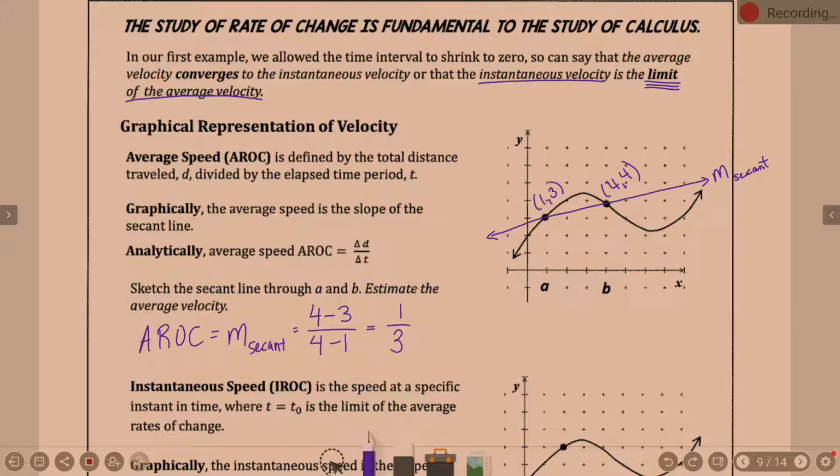Okay, so that represents our average rate of change. That represents the average speed. Again, it's looking at slope, but it's also exactly what we were doing on the previous page. Okay.